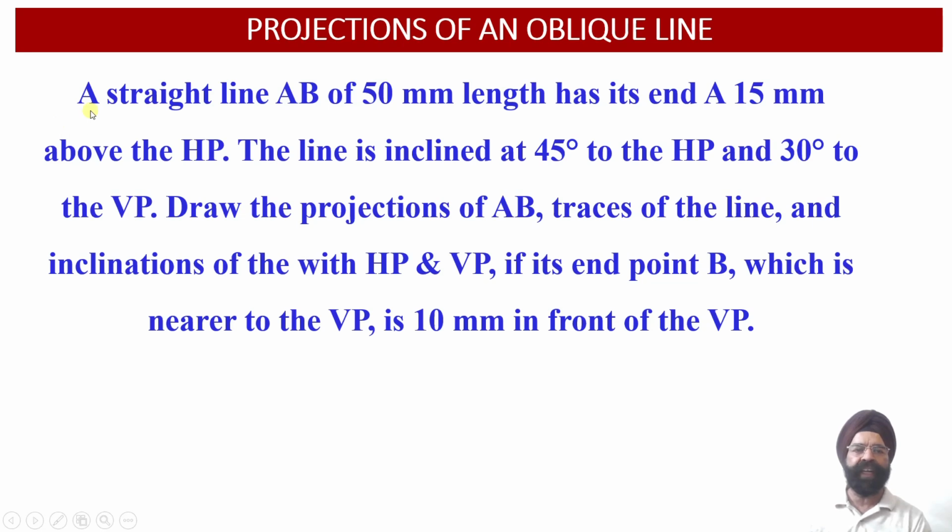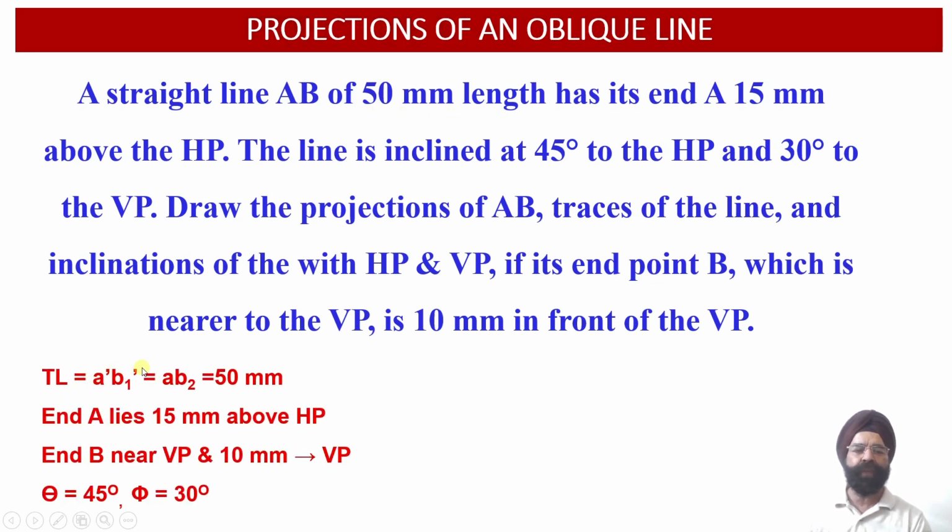So here we have been provided with a straight line AB having true length equal to 50 millimeter, that is A dash B1 dash or AB2 equal to 50 millimeter. The end A of the line is lying 15 millimeter above the horizontal plane, and the angle of inclination of the true length of the line, that is angle theta, with respect to the horizontal plane is equal to 45 degree, while the angle of inclination of the true length of the line with the vertical plane, that is angle phi, is equal to 30 degree.